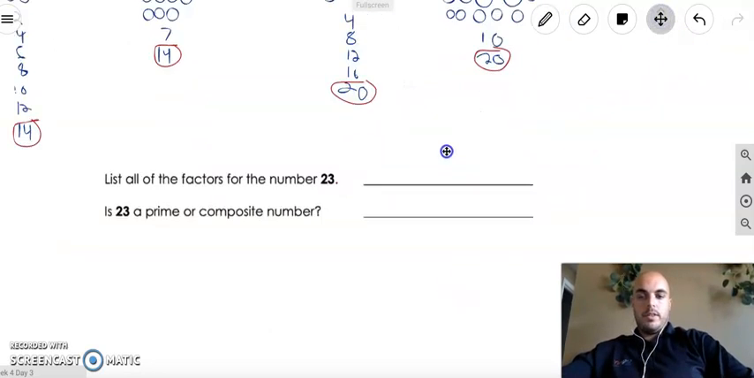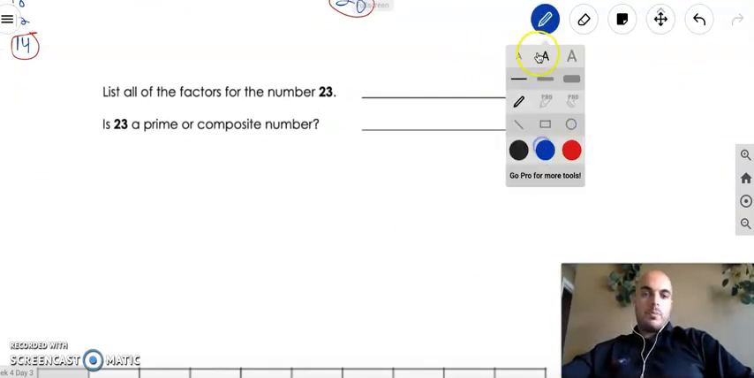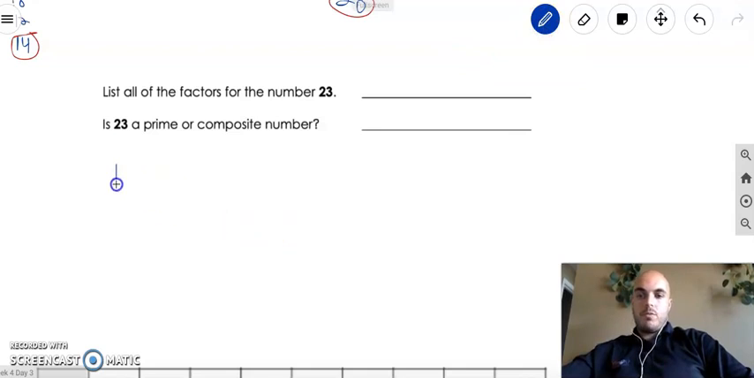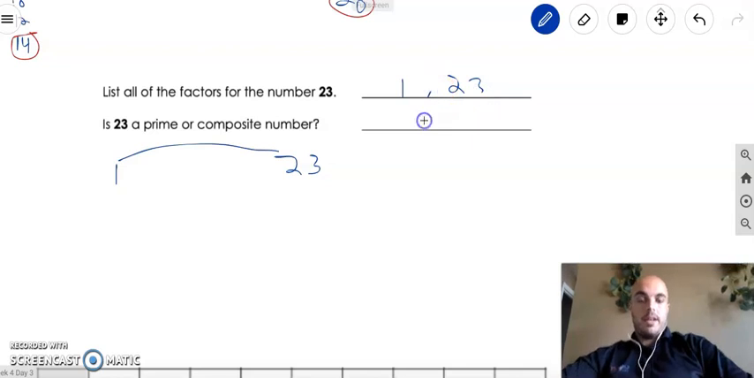Let's go on to our next one. So we want to list all the factors for the number 23 and find out if 23 is a prime or composite number. So I'm going to use my factor tree. So I have 1, 23. Let's think. 2 can't go into it because it's not even. 3 gets to 21 and 24, so it doesn't make it. 4 can't either, and neither can 6. So the only factors for 23 are 1 and 23, and that does in fact make this a prime number.